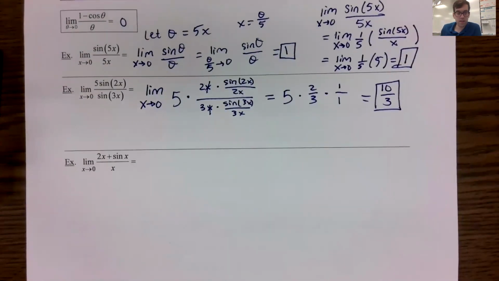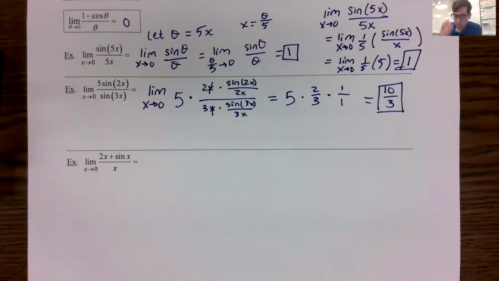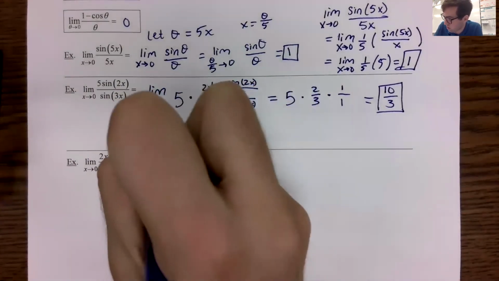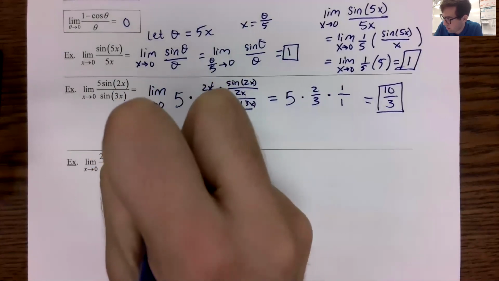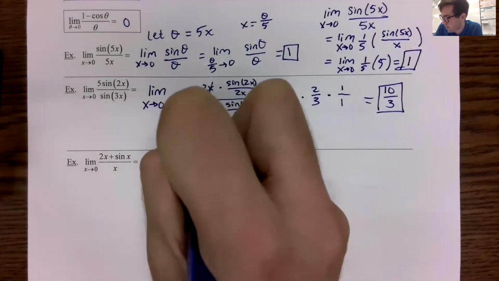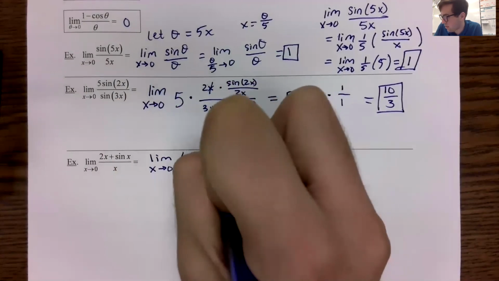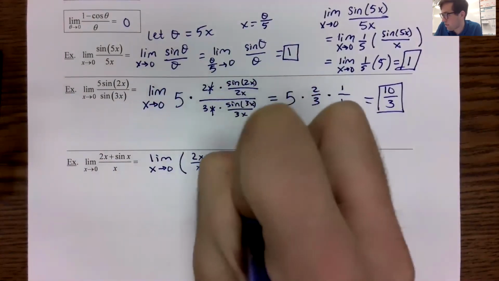Okay? And let's take a look at this last one. The limit as x approaches 0 of 2x plus sine x all over x. So first I'm going to separate this fraction into 2 smaller fractions. I'm going to split the denominator. 2x over x plus sine x over x.